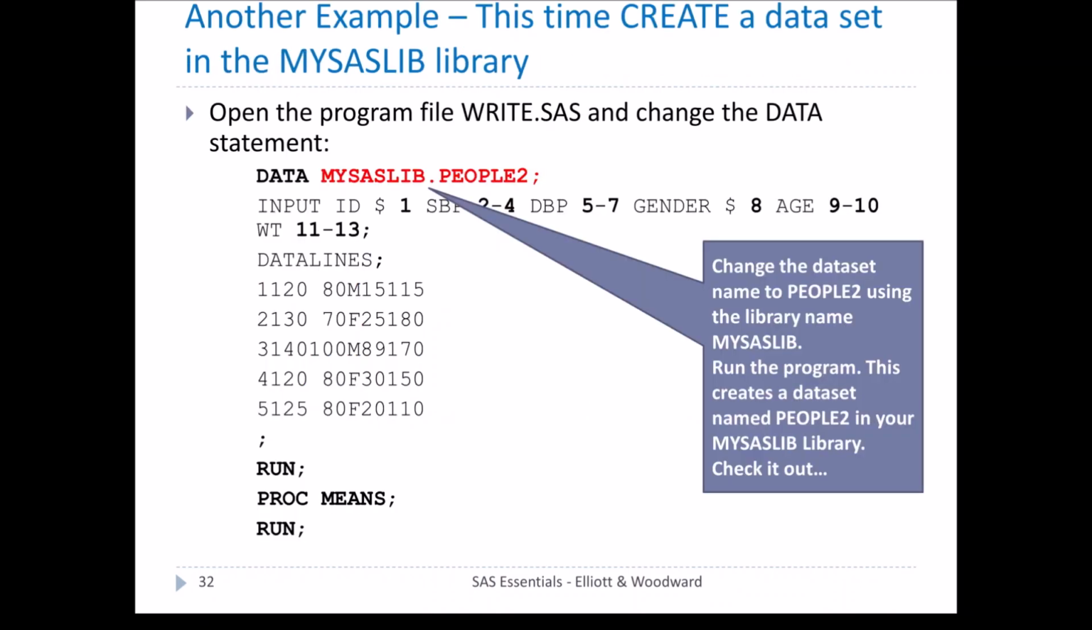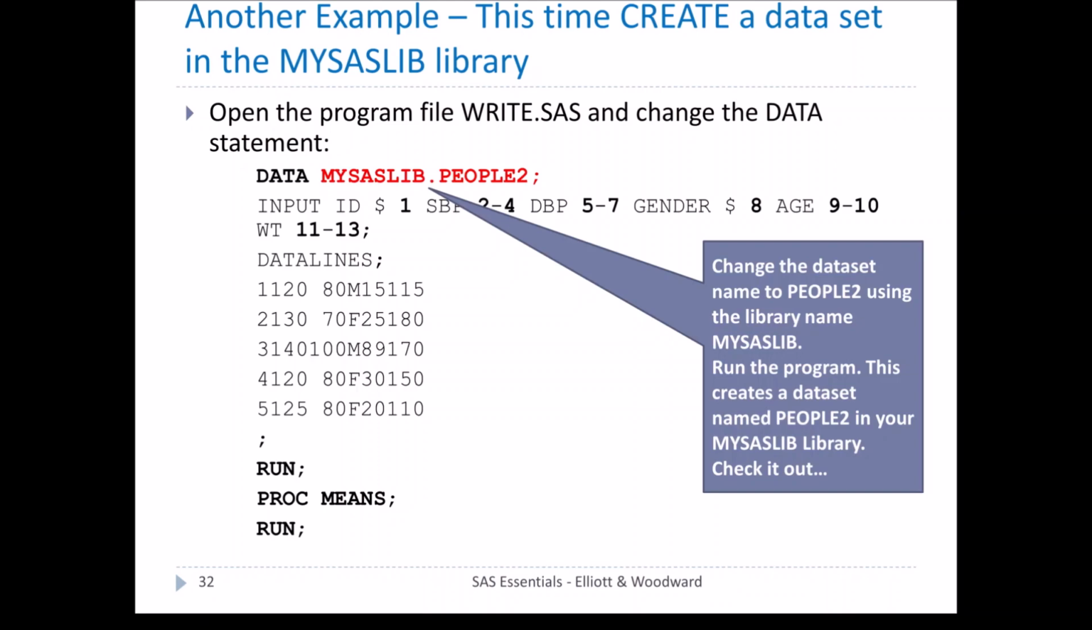Now another example, this time we're going to create a data set in the MySASLive library. So let's open the program called write.sas, and you already should know how to do this. File, open program. And in the data statement, we're going to put in there mysaslive.people2.